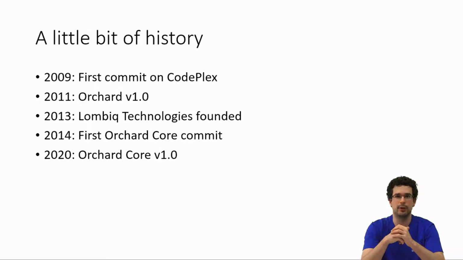But still, Orchard is production ready. It is used in a lot of production applications. We at Lombiq have been working with Orchard on production applications for years. So even though technically it's not a 1.0, I would say it is actually 1.0 quality.